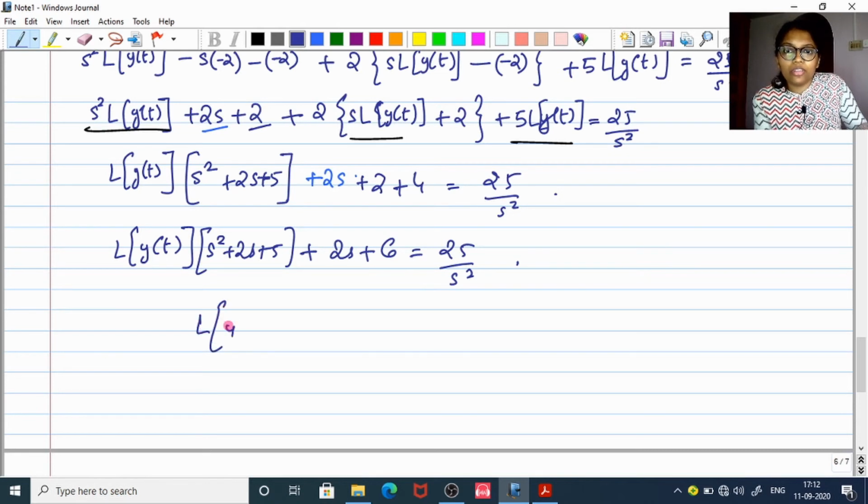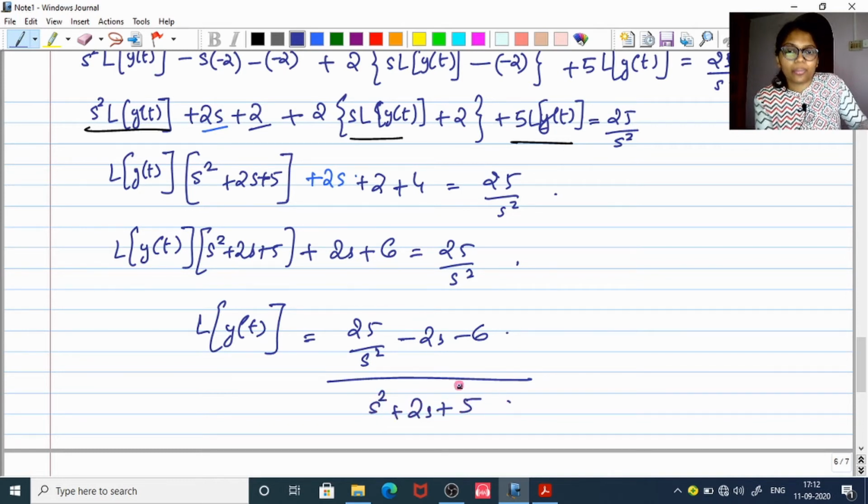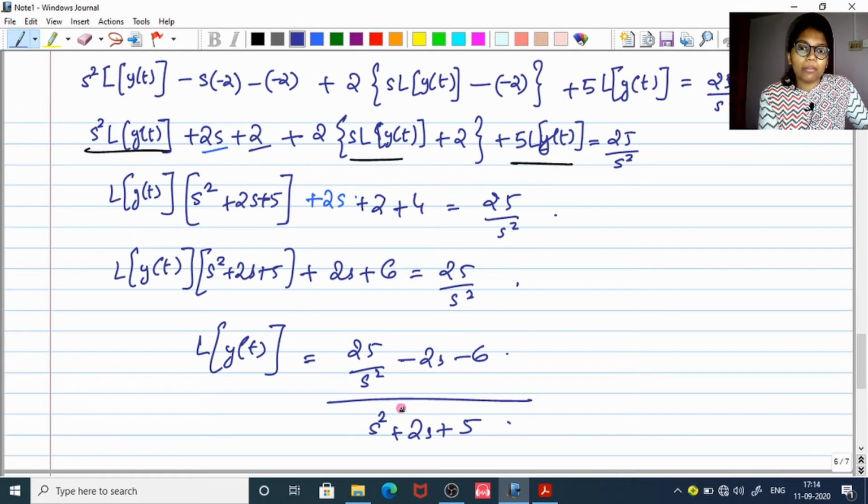Now you have to derive it for L of y of t. That is, take every LHS term to the right hand side and divide it with s square plus 2s plus 5. Next, you have to take the inverse Laplace on both sides. Once you take that inverse Laplace, you will arrive at simple y of t on your LHS, and that will be your answer. But before doing that, you have to modify this denominator because it has such a kind of polynomial which I mentioned earlier.